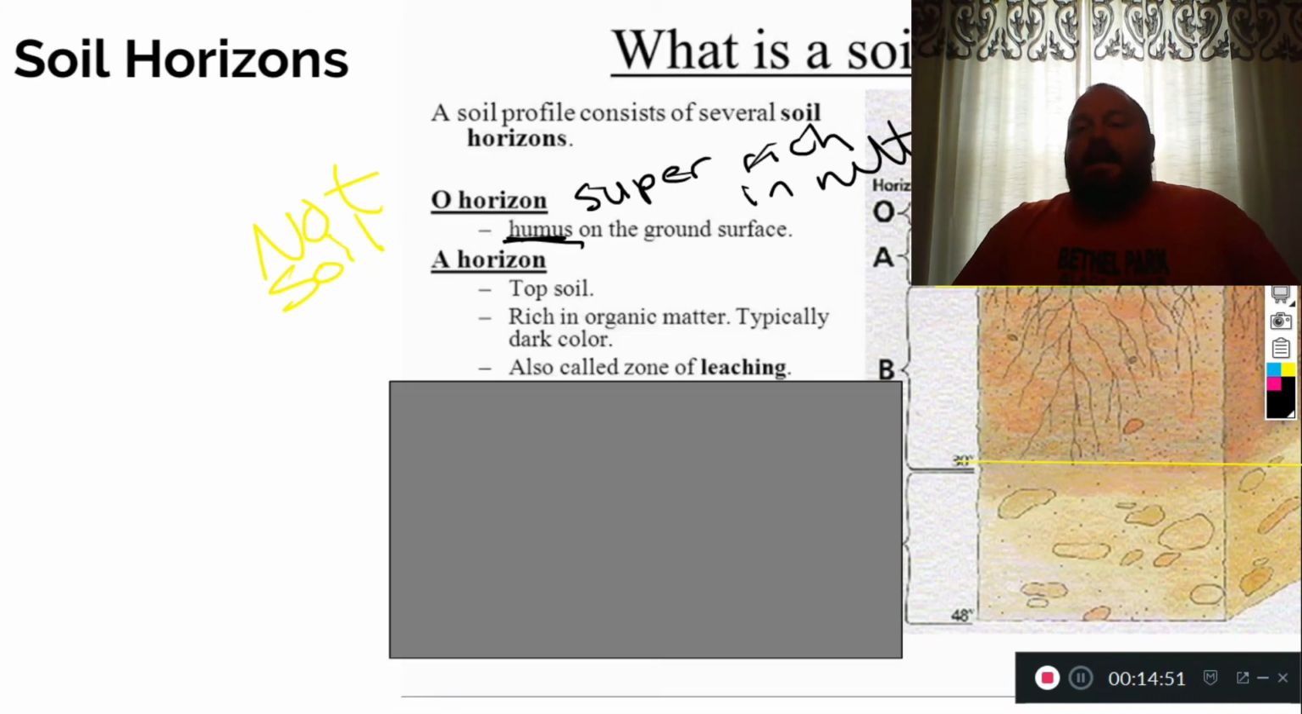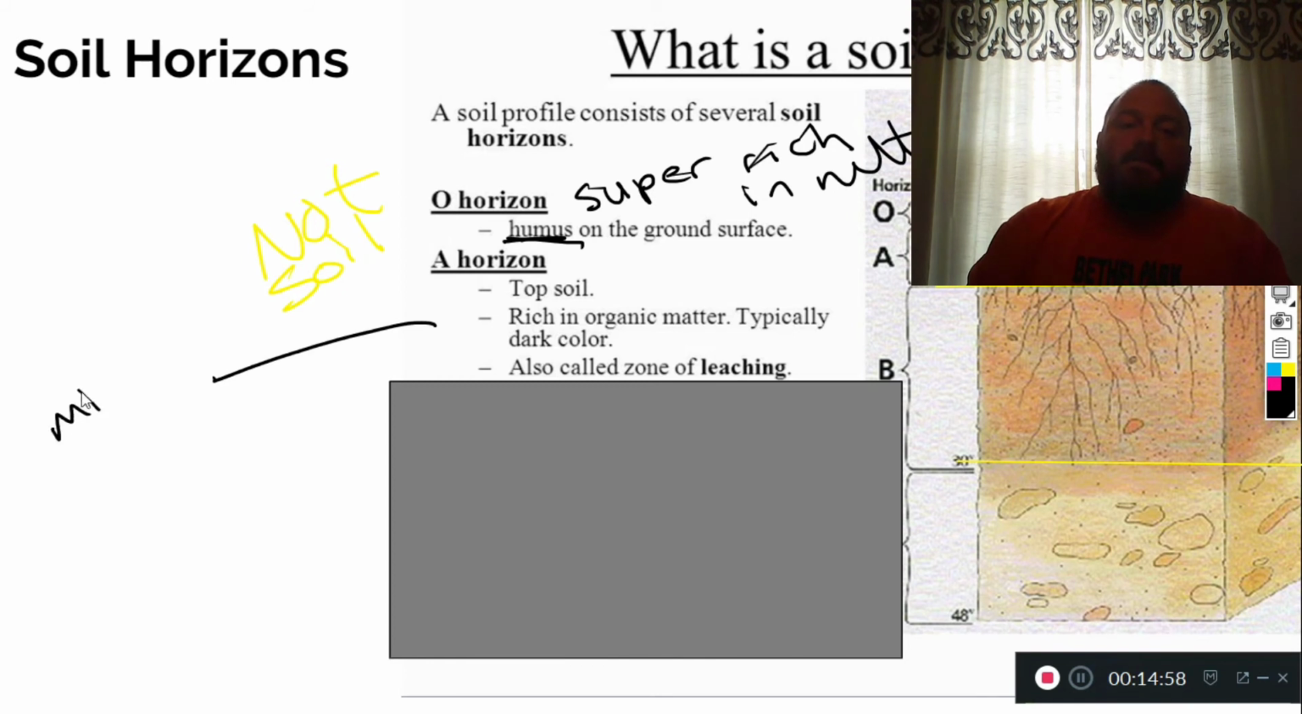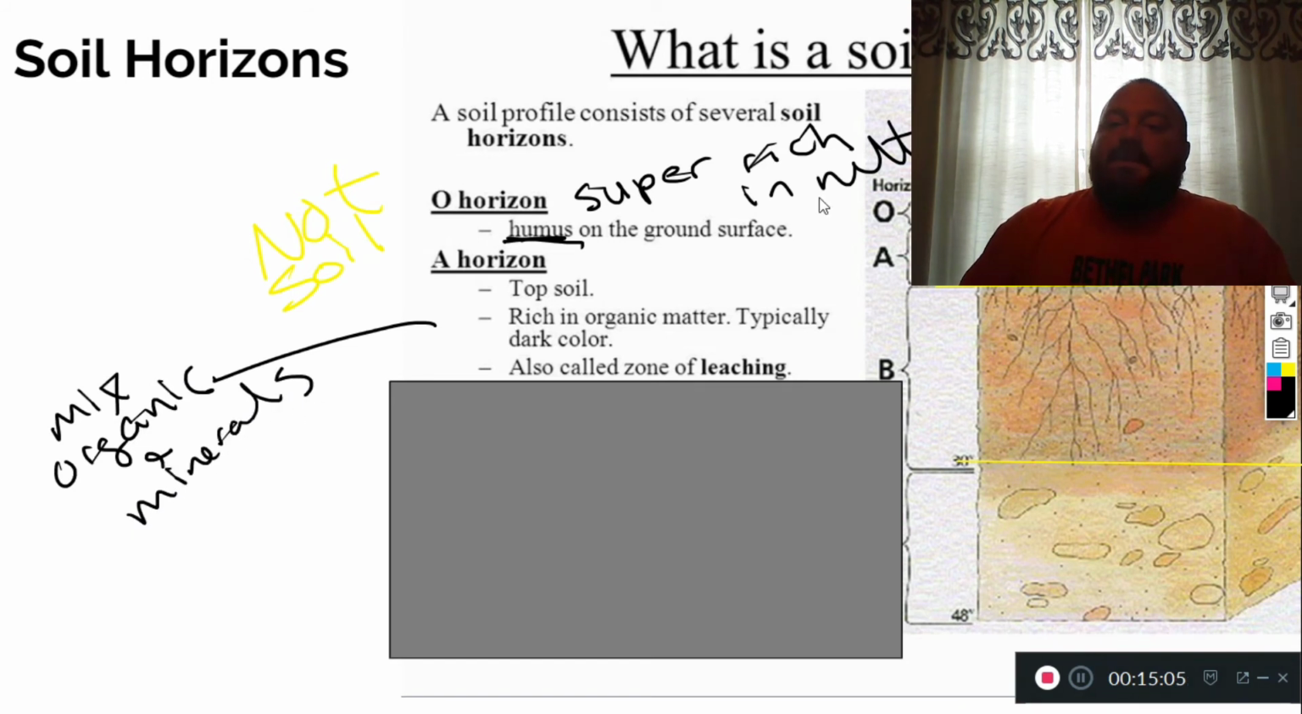So when we look at our A horizon, that's our topsoil layer. This is the first true soil layer because in order to be called soil, it has to be a mix of organic and minerals. That's the reason why the O horizon is not a true soil horizon. It's not true soil because it's only organic material. Here we have the organic material now mixed with some of that mineral component that was eroded away from the rocks. It's going to be richer in organic material though. It's going to be high organic, low mineral.